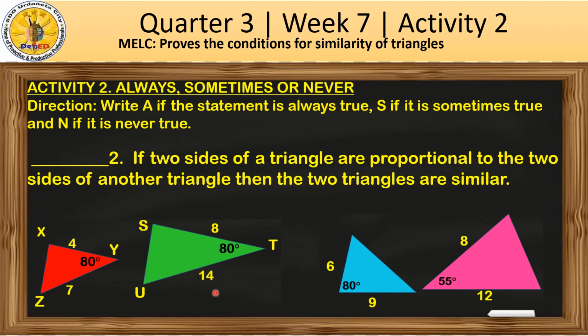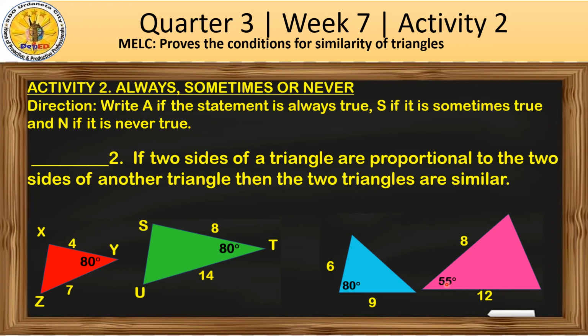Let's look at another diagram. I have here another pair of triangles that contain two sides which are proportional to two sides of the other triangle. 6/9 and 8/12 are equivalent ratios because they are equal to 2/3. However, the included angle between those two corresponding sides is not congruent. This one measures 80, the other one measures 55 degrees.